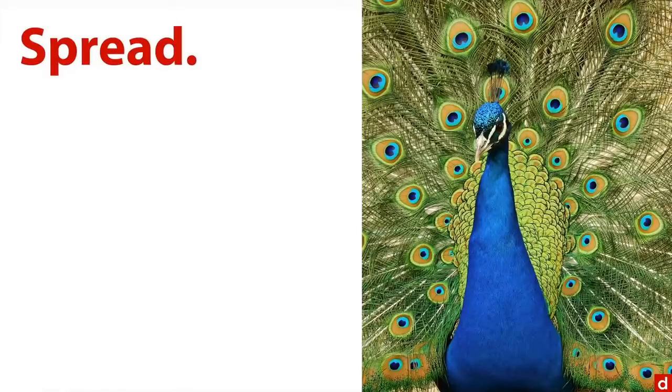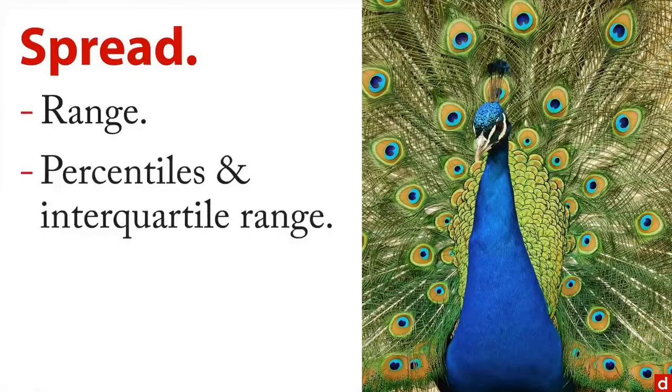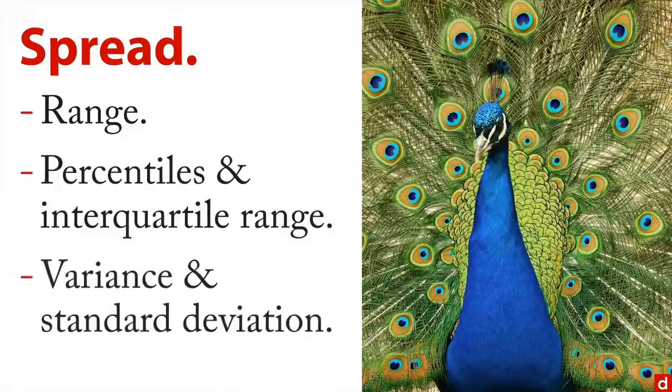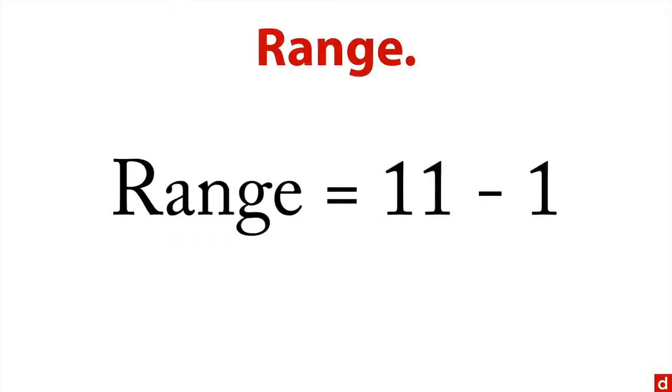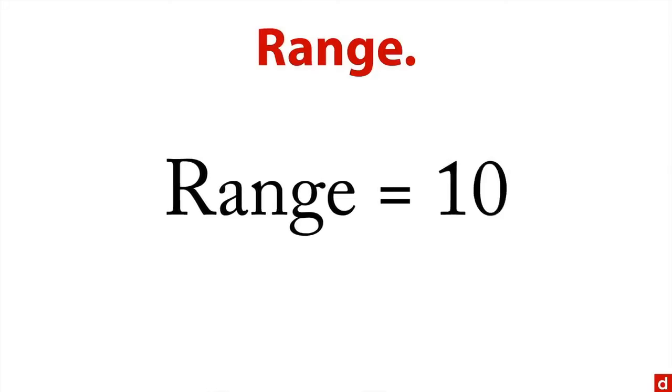And we have a few measures here that are very common also. There's the range, there are percentiles and interquartile range, and there's the variance and the standard deviation. I'll talk about each of those. First, the range. The range is simply the maximum score minus the minimum score. And in our case, that's just 11 minus 1, which is equal to 10. So we have a range of 10.